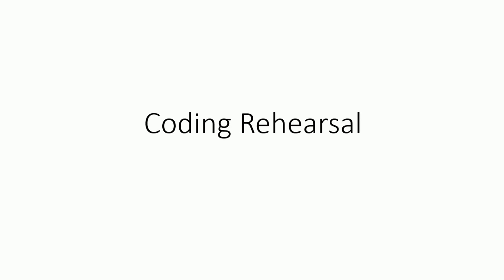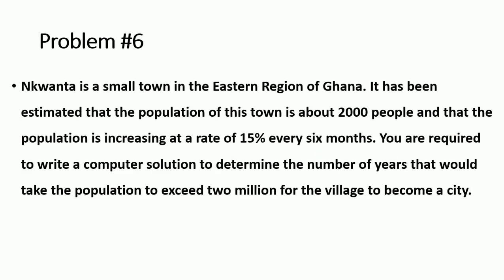So we have on our screen a problem, and it says that Nkwanta is a small town in the eastern region of Ghana. It has been estimated that the population of this town is about 2,000 people. And the population is increasing at a rate of 15% every 6 months. They are required to write a computer solution to determine the number of years that would take the population to exceed 2 million for the village to become a city.